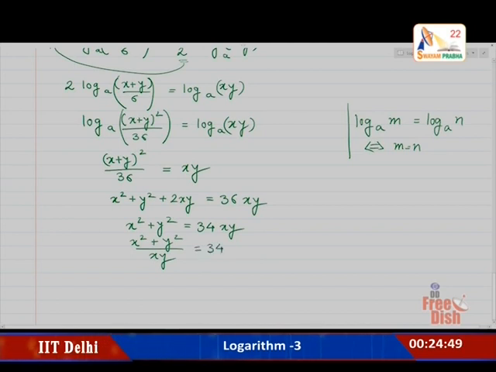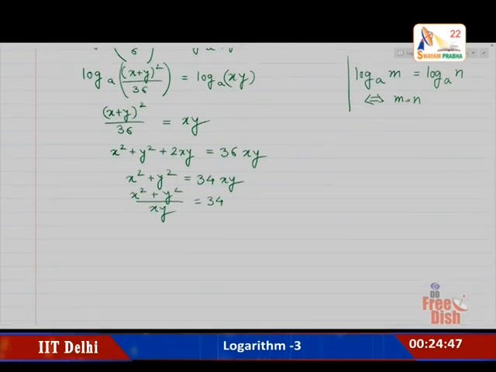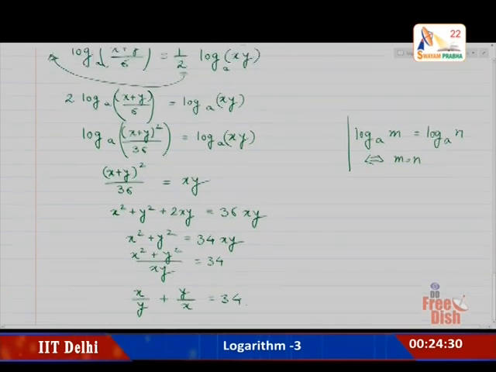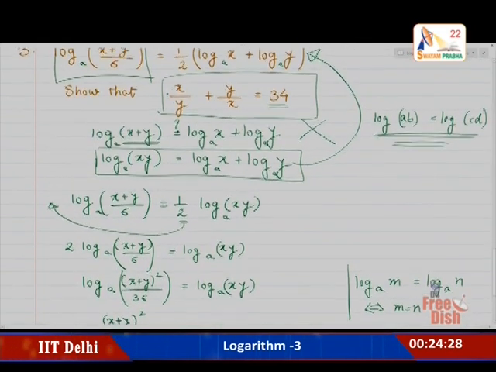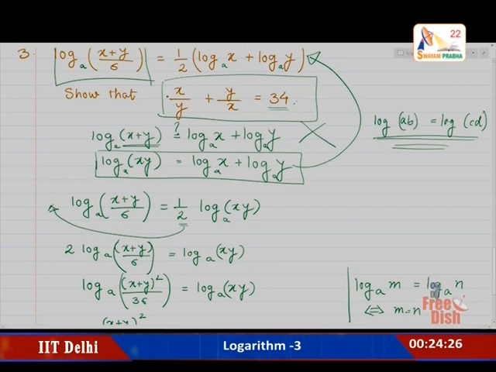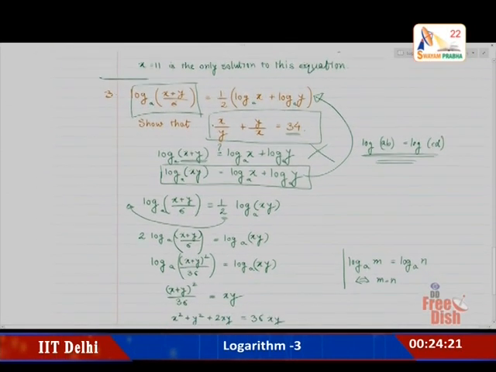Now this term should be the expression on the left hand side of our to-show identity. So if you take the individual terms, the first term will be x upon y plus the second term will be y upon x, which is equal to 34. This is what we desired in the beginning. Yes, this is what our identity was, x by y plus y by x to be equal to 34.